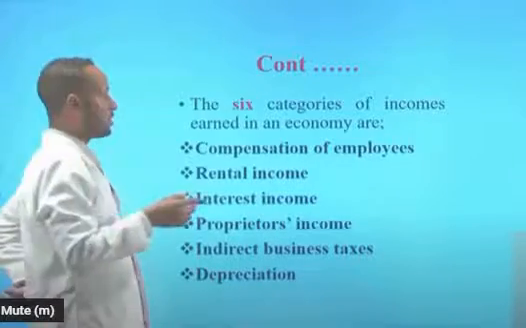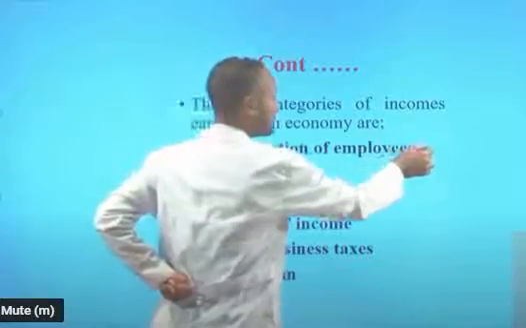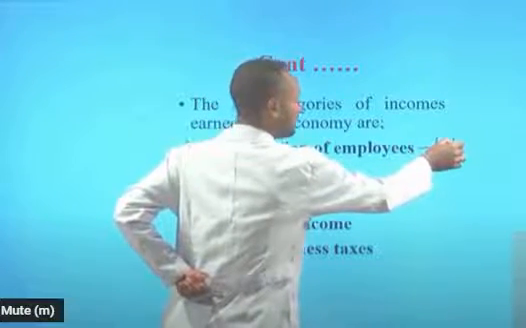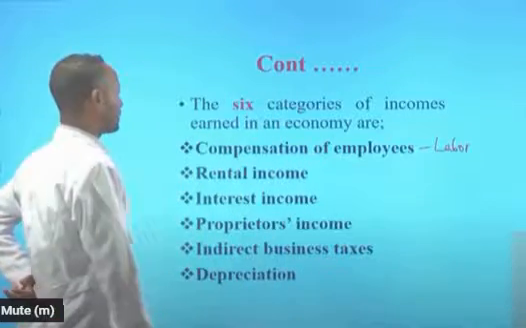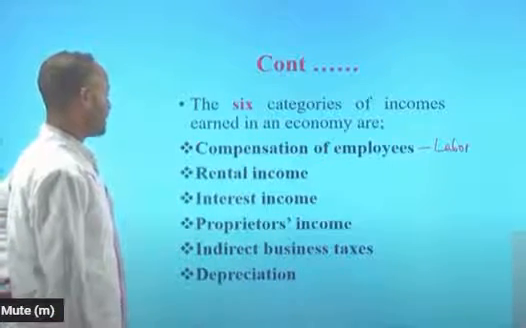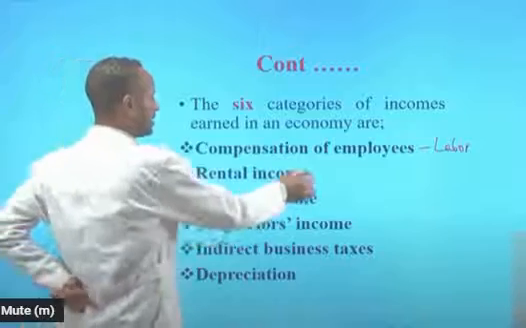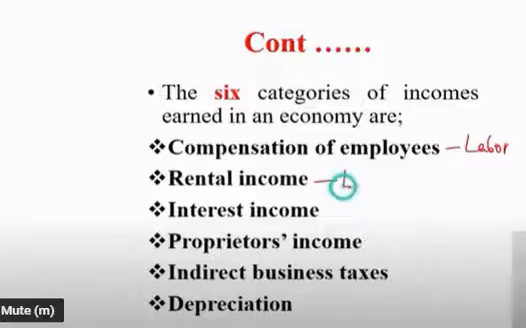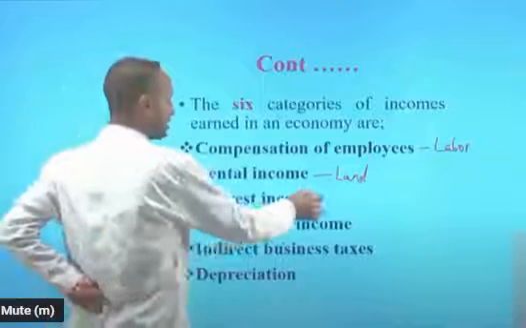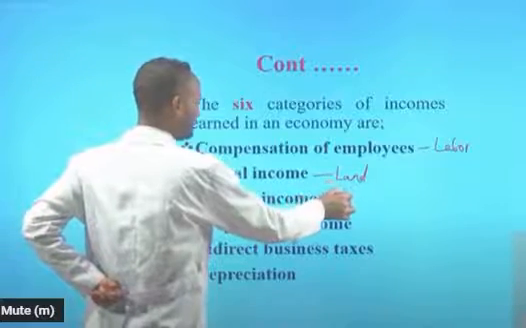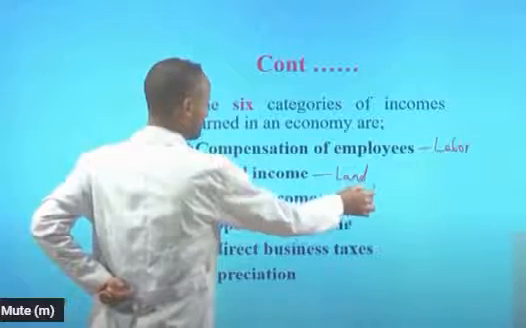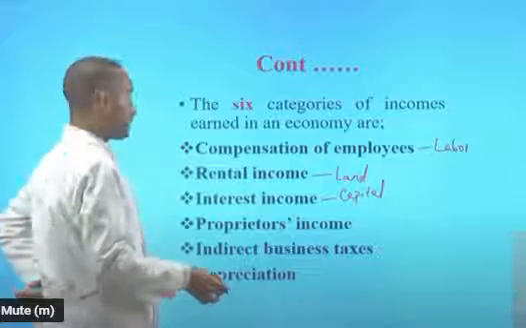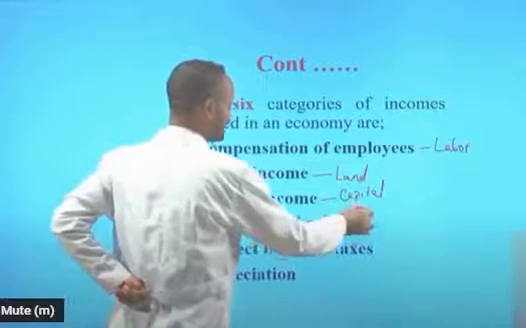First, compensation of employees. This is the wage and salaries from the economic resource labor. The other component of measuring GDP using the income approach is rental income. This is the reward from the economic resource land. Interest income is an income earned from the economic resource capital. The proprietor's income or profit is the reward for the economic resource entrepreneurship.